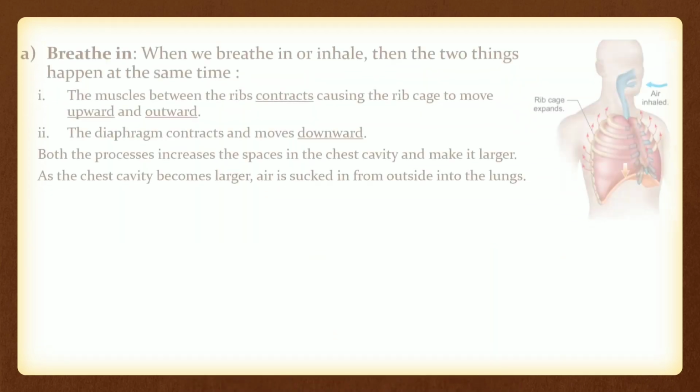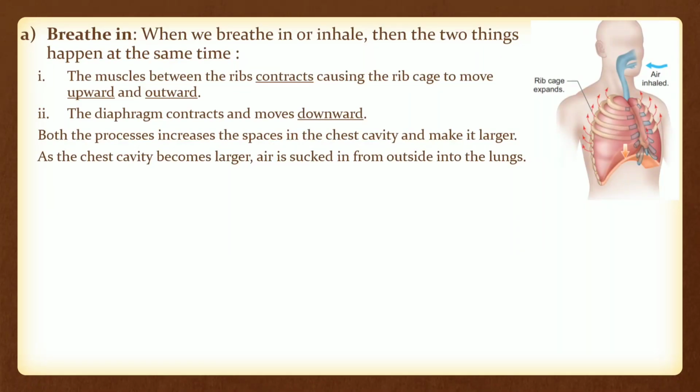When we breathe in or inhale, two things happen at the same time. The muscles between the ribs contract, causing the rib cage to move upward and outward. The diaphragm contracts and moves downward. Both the processes increase the space in the chest cavity and make it larger. As the chest cavity becomes larger, air is sucked in from outside into the lungs.